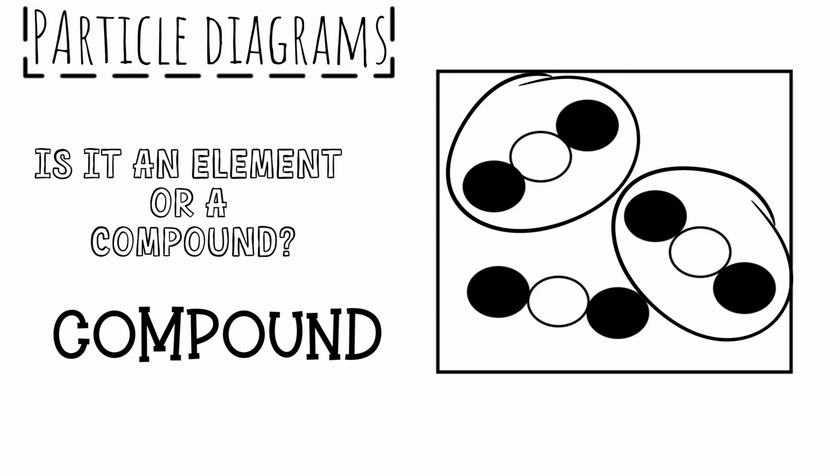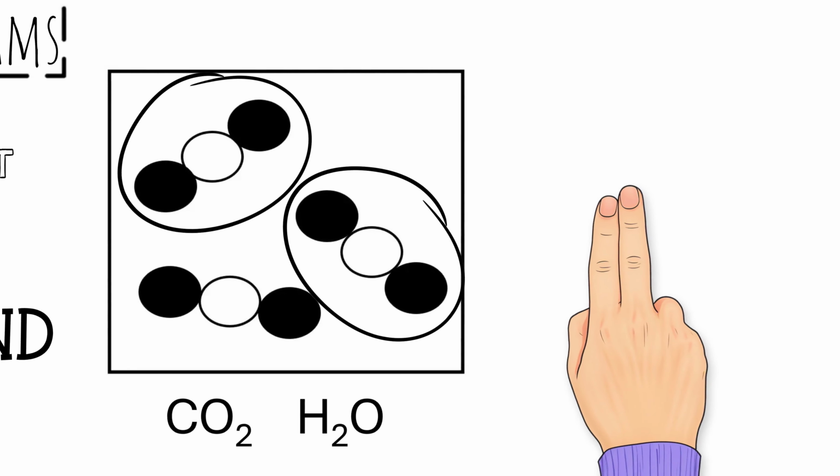You can also recognize a compound from its chemical formula. It contains more than one capital letter. Take a look at these examples. Each one has more than one type of atom and more than one capital letter. That's your clue, it's a compound.